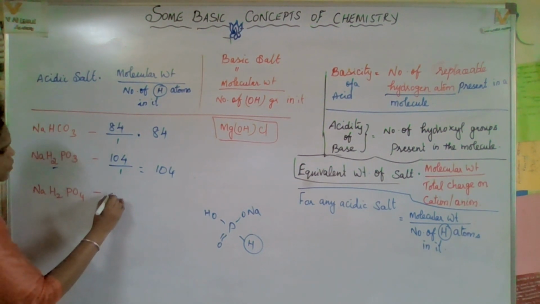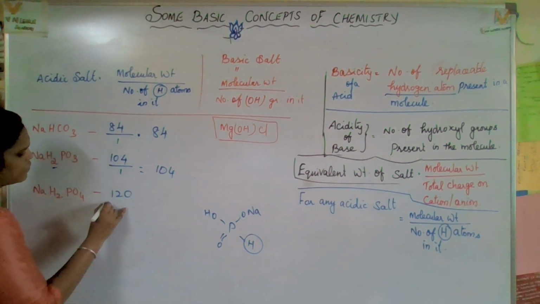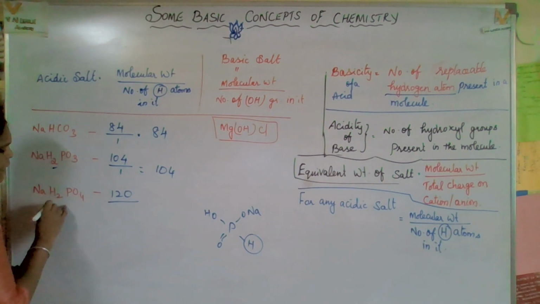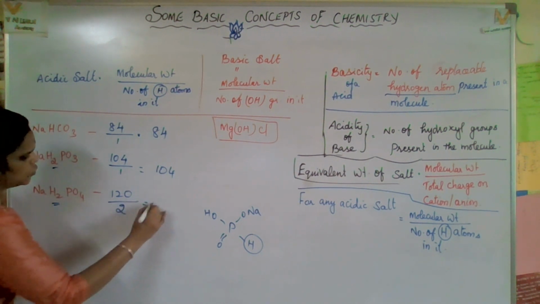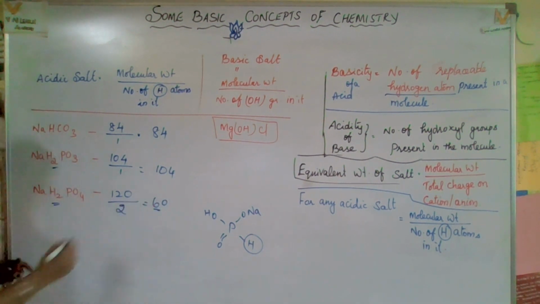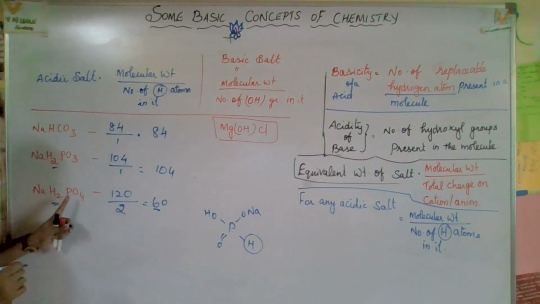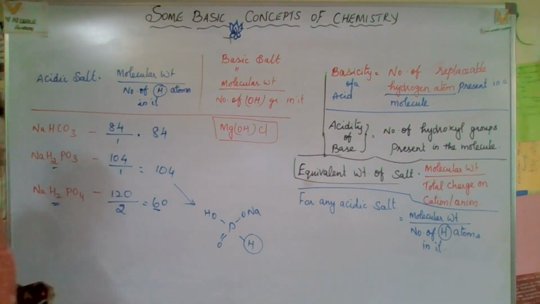Okay, now here NaH2PO4. The molecular weight is 120, divided by the number of hydrogen atoms, here 2. So you will get 60 as the equivalent weight of NaH2PO4. It is 60. Yes, fine. Now for this, it is the only exception.